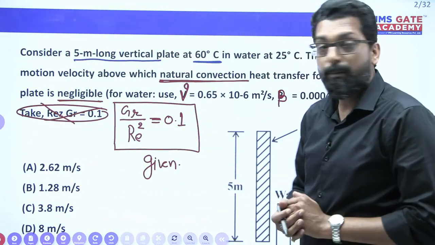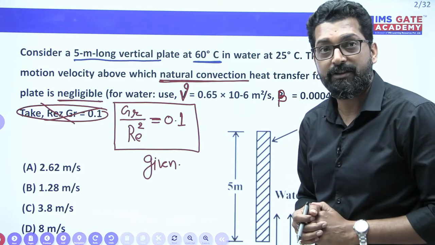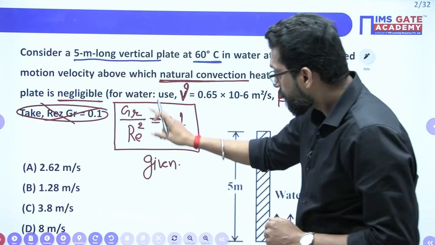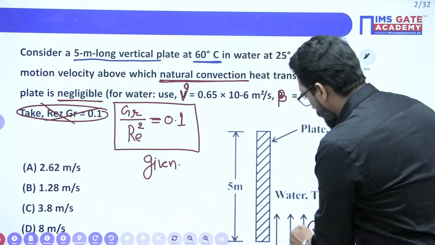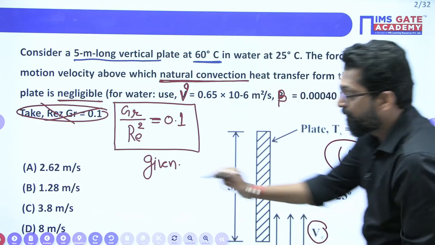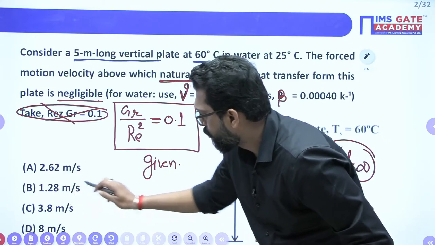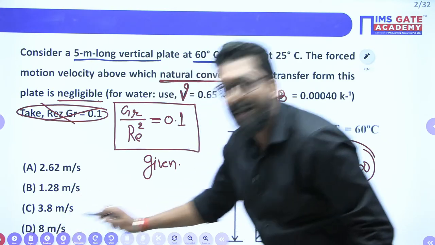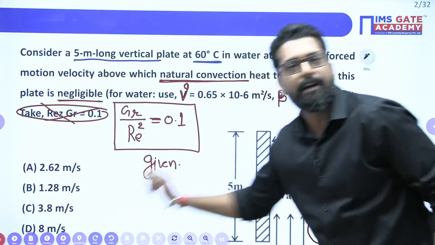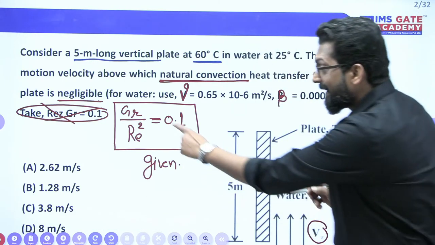What is the Grashof number? First, we'll think about that. This is given. So the velocity, the free stream velocity, you have to find it. The options are 2.62 meter per second, 1.28 meter per second, 3.8 meter per second, and 8 meter per second. The velocity we have to find, and this relation is also given.